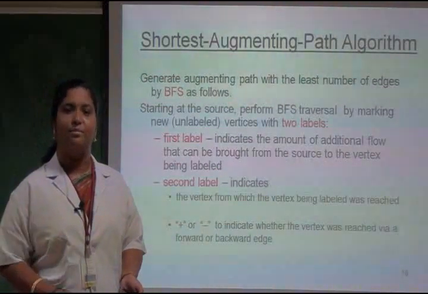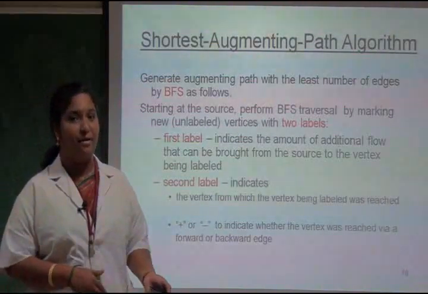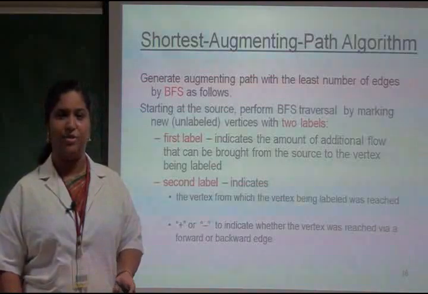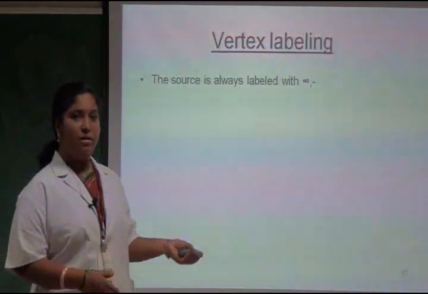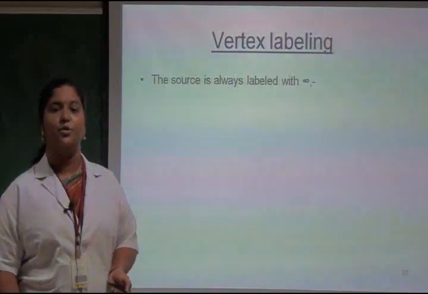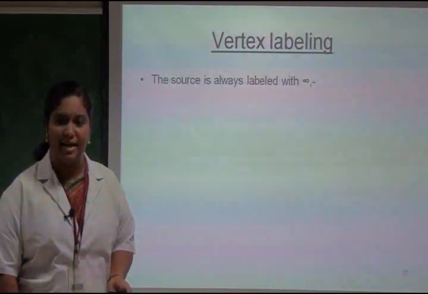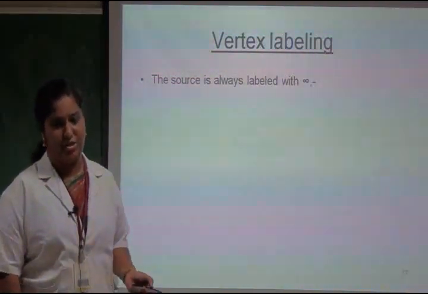It means that for example, if you have plus, it indicates that this particular vertex is reached by a forward edge, whereas if it is minus, it indicates that this particular vertex is reached by a backward edge. And then this is the vertex labeling procedure. So the starting vertex, I mean the source vertex, should be given a label infinity comma dash. So this is the initialization step.